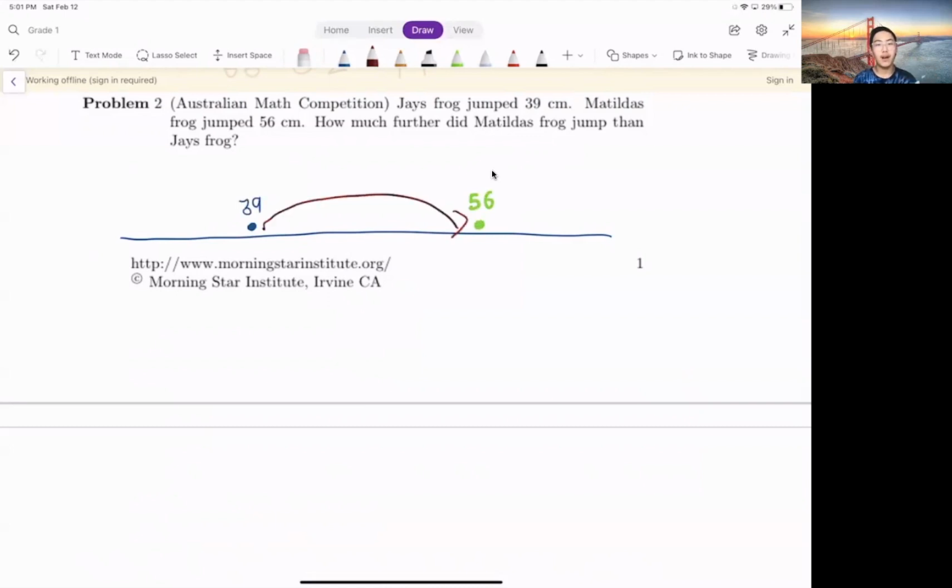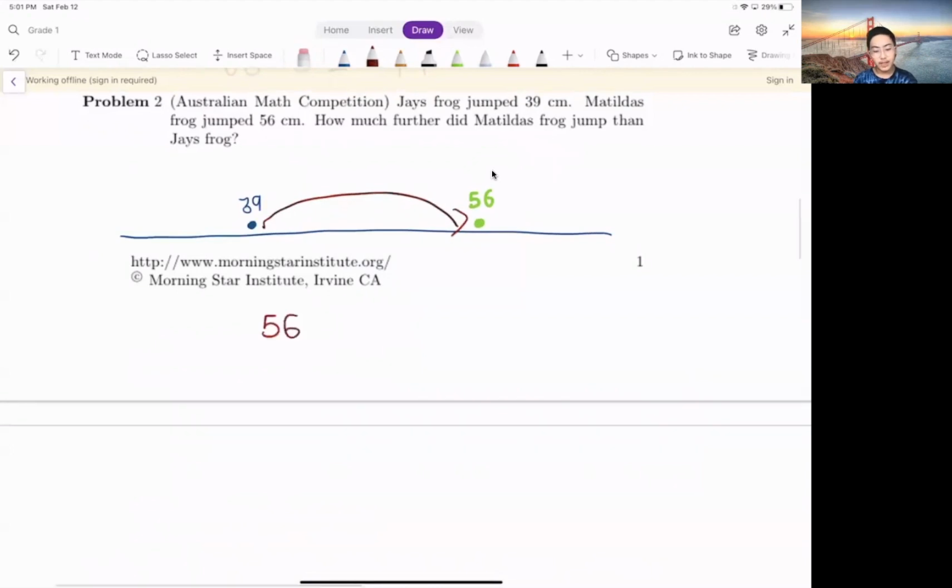And this can be found when we subtract 39 from 56, and this should give us 17. So how much further did Matilda's frog jump than Jay's frog? The answer is 17 centimeters.